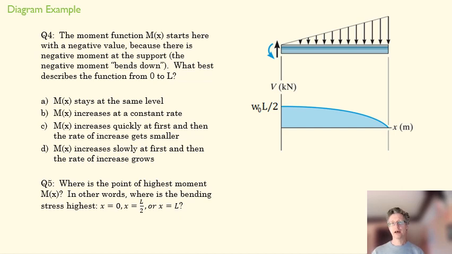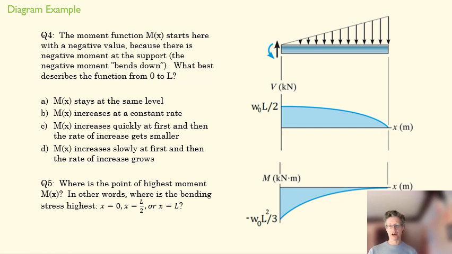Think about a fixed end. Is that going to have a high moment? Is a free end going to have a high moment? And if we look at our diagram, we can say to ourselves, okay, a free end is not going to have a moment, right? There's nothing to apply that moment to the beam. And then we can answer Q5.